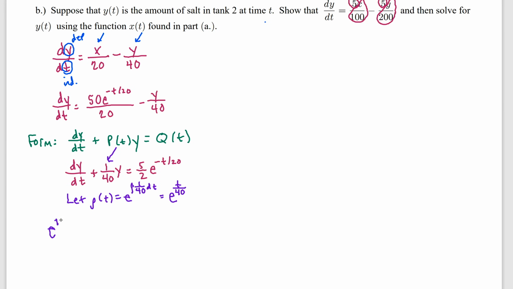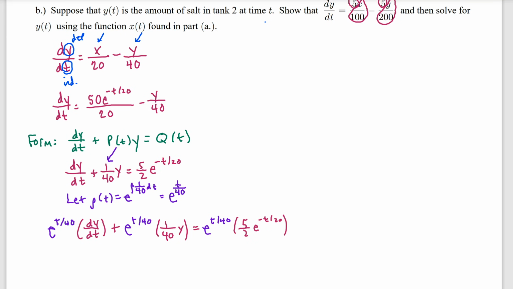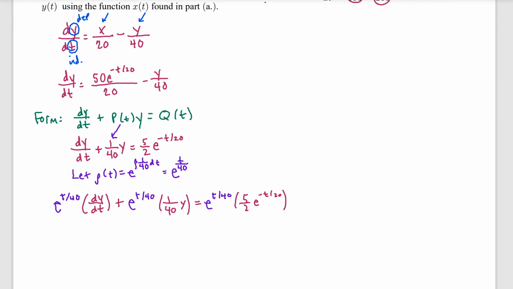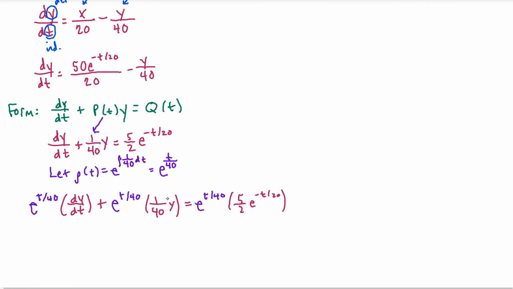So let's do that. We have e to the t over 40 times dy over dt plus e to the t over 40 times 1 over 40 y equals integrating factor e to the t over 40 times 5 halves e to the negative t over 20. Remember, at this point, our goal is to recognize a product rule expansion on the left side. So I'm going to start with this function y. I'm going to call that v and recognize that its derivative lives right here.